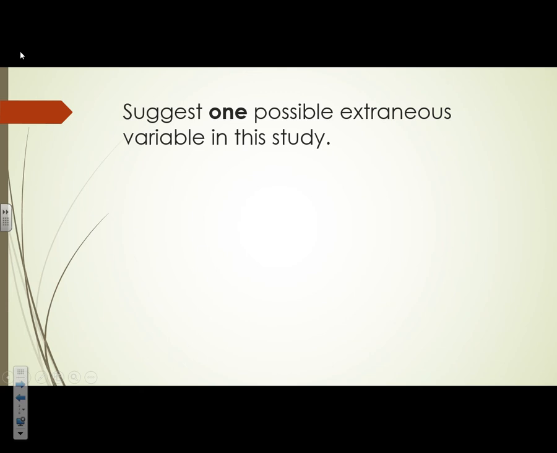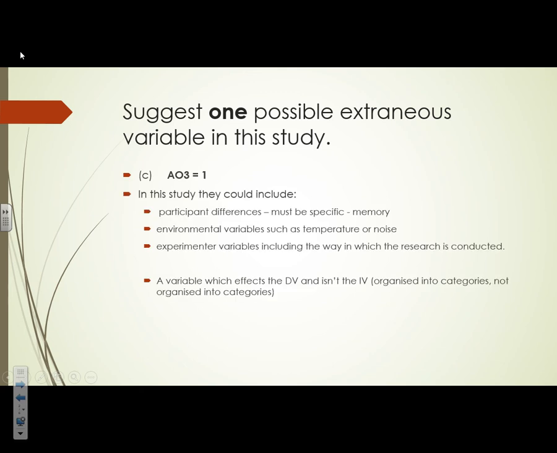Suggest one possible extraneous variable in the study. You have loads of different extraneous variables that you could talk about. What you must do is you must specifically name them. So you can't just say participant variables. You'd need to say participant variables such as memory. So people having different memories, people being different ages might be one, possibly.